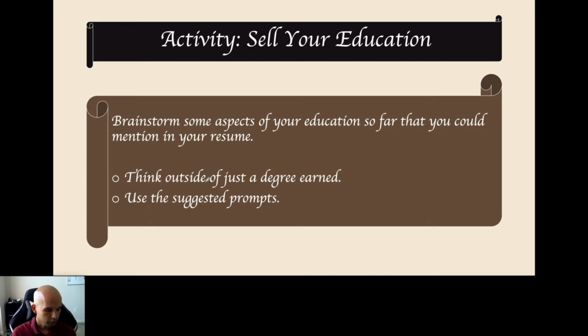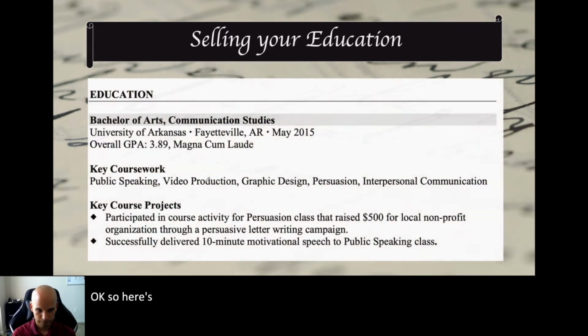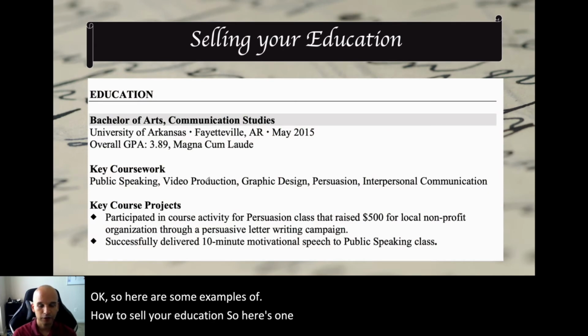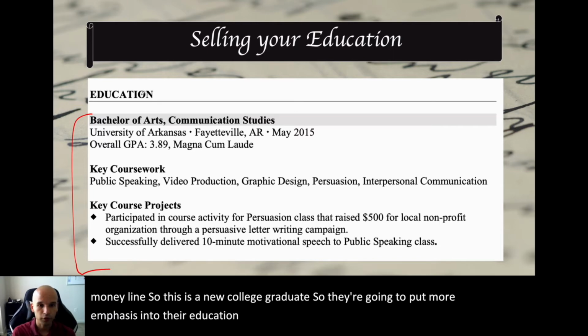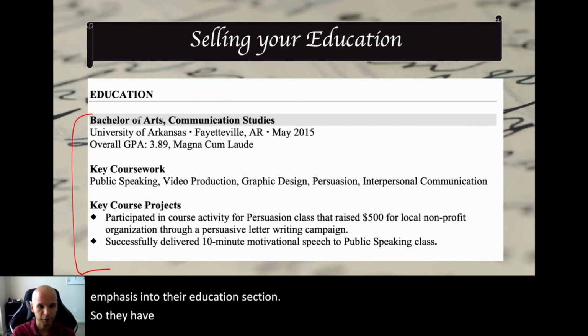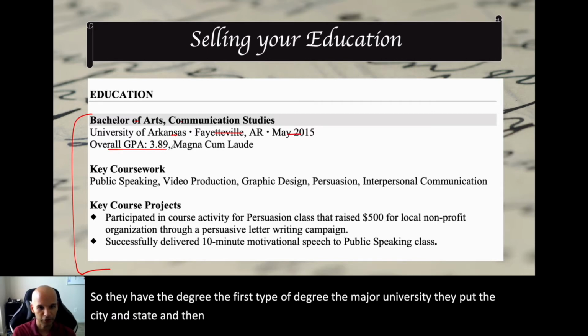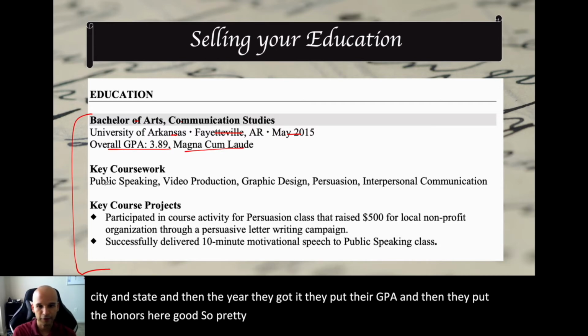Okay, so here are some examples of how to sell your education. So here's one person. Now, it's okay that it takes up this many lines because this is a new college graduate. So they're going to put more emphasis into their education section. They have the degree, the type of degree, the major, the university, they put the city and state, and then the year they got it. They put their GPA, and then they put the honors here. Good, so pretty efficient. Then list some coursework.